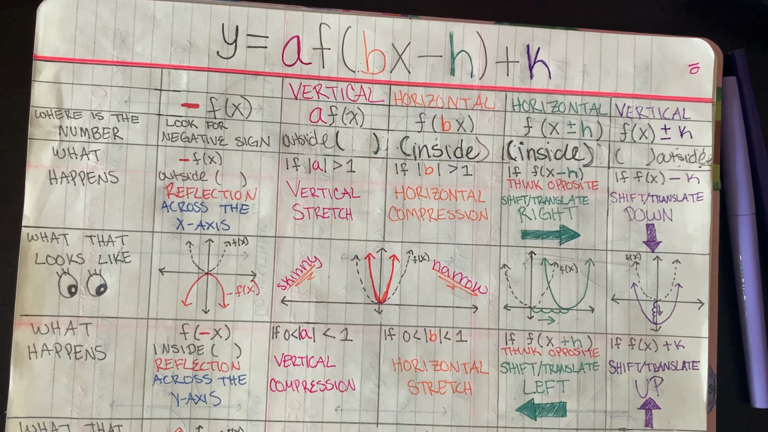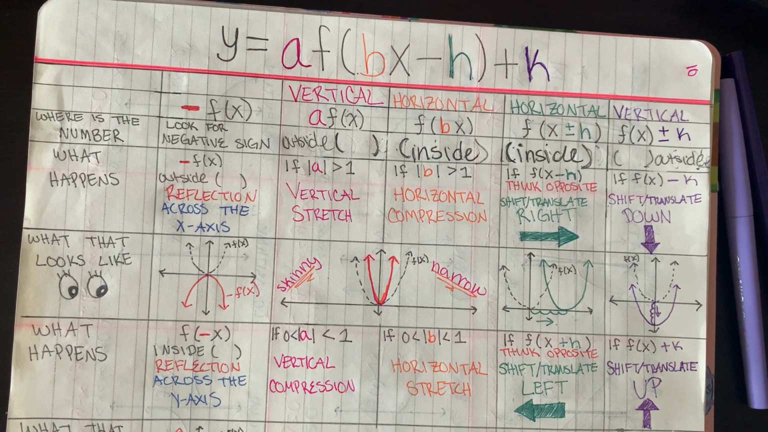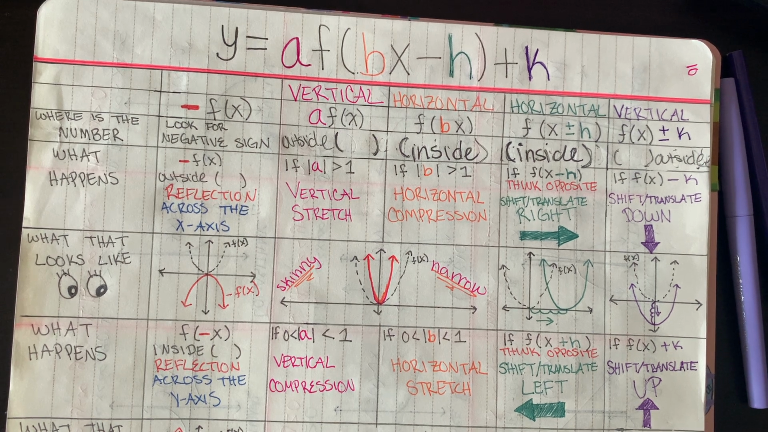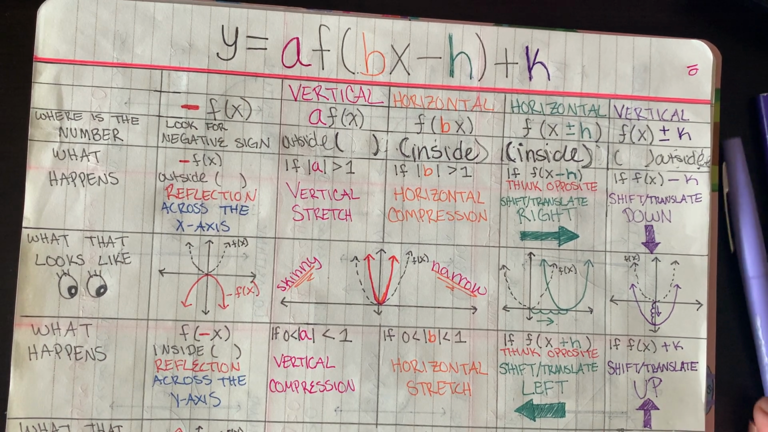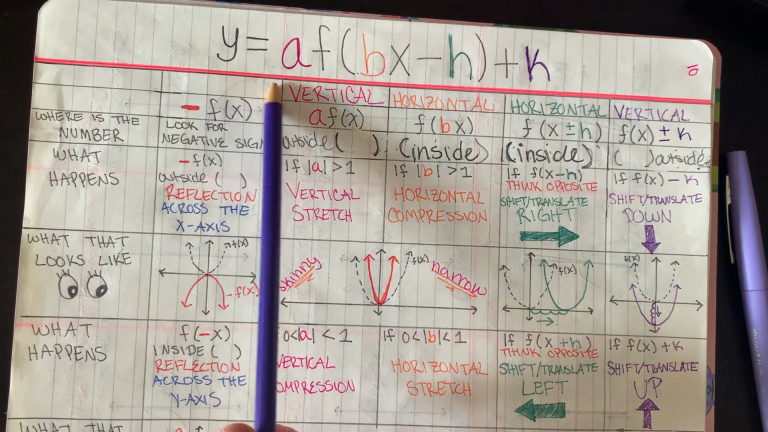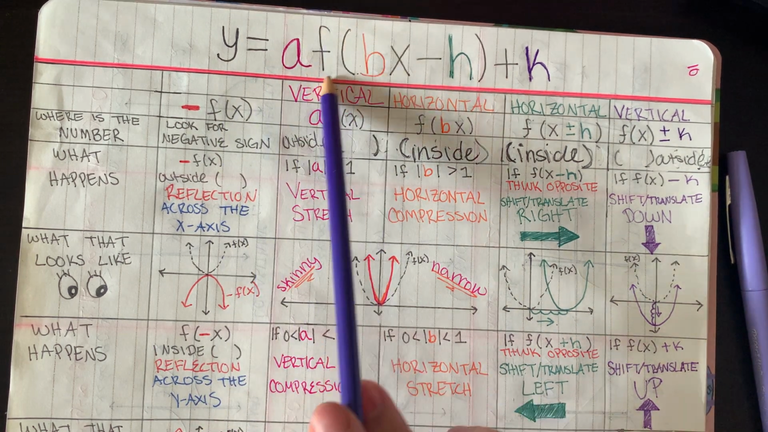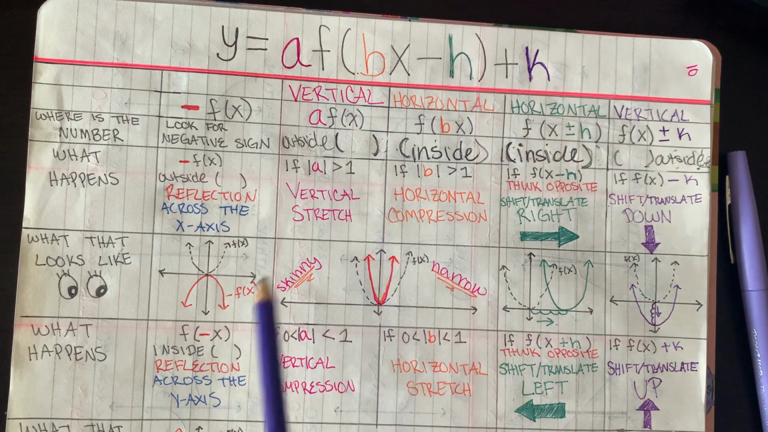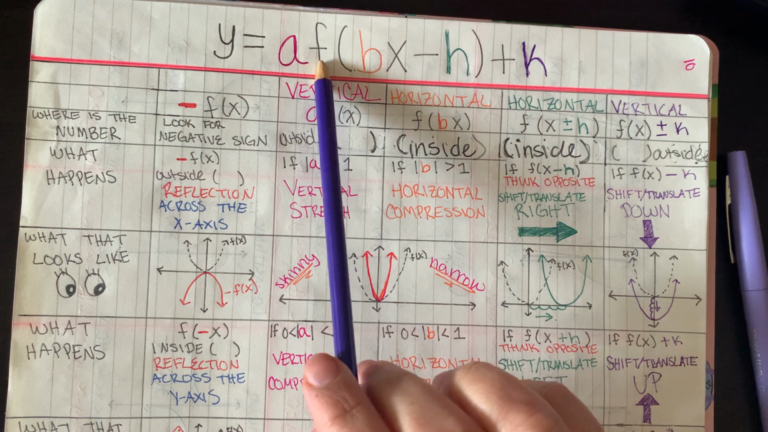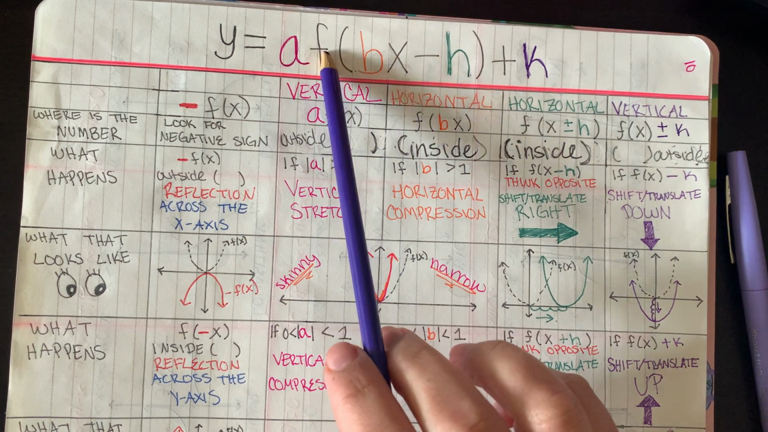Okay, so this video is specifically on how to use your transformation chart and what everything means. We'll start off with a function we know. So this f right here, parentheses, right? You will notice that this is in black. So f of x, this is the function that we use.